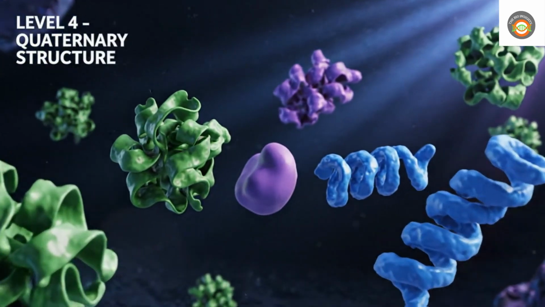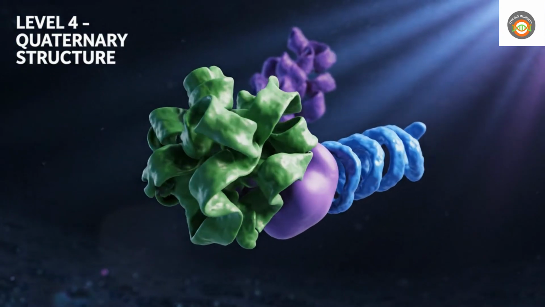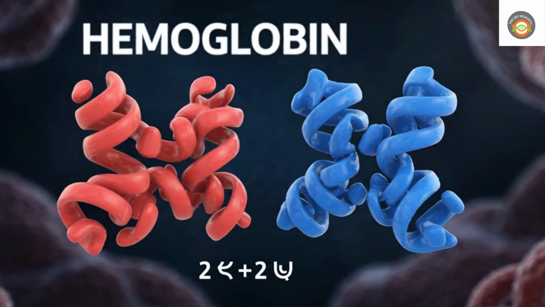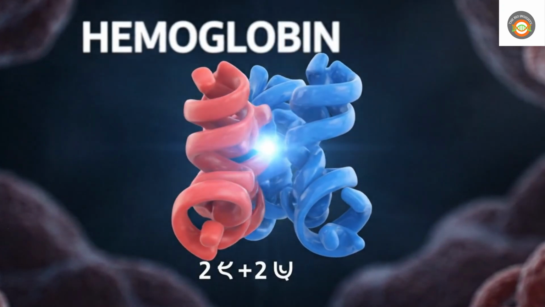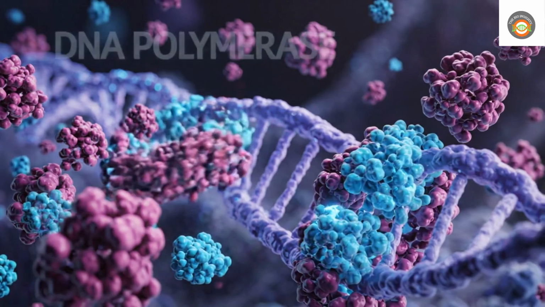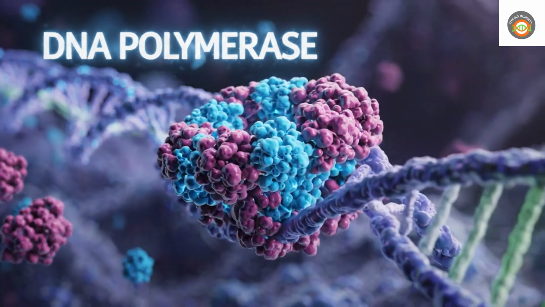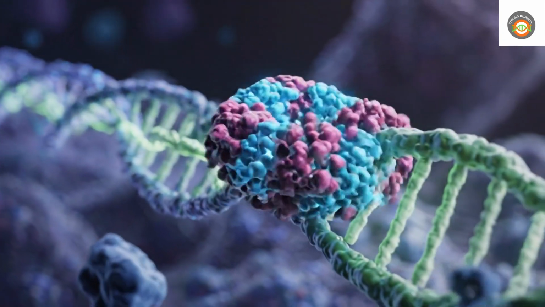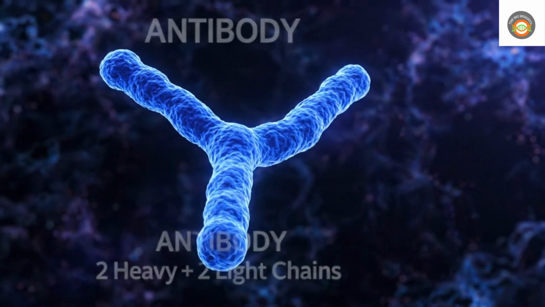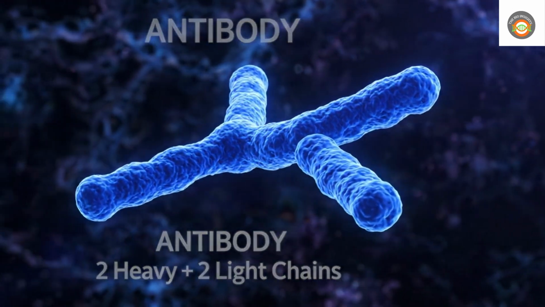Quaternary structure describes how multiple polypeptide subunits assemble into one functional protein complex. Hemoglobin is a classic example, consisting of 2 alpha and 2 beta subunits that cooperatively bind oxygen. DNA polymerase complexes contain multiple subunits that work together to support high-fidelity DNA replication. Antibodies are another example, with 2 heavy and 2 light chains forming the characteristic Y-shaped immunoglobulin.